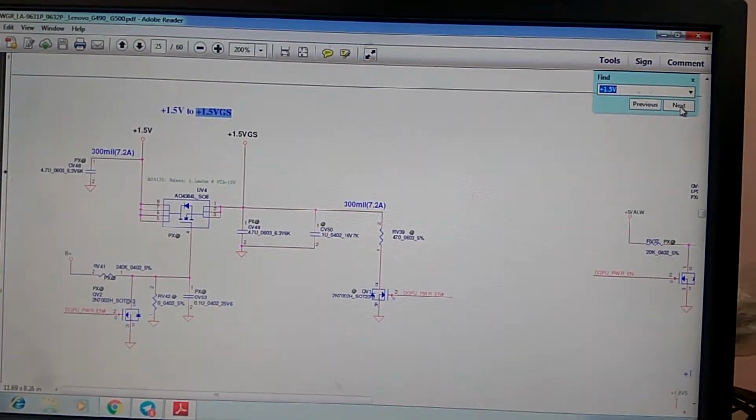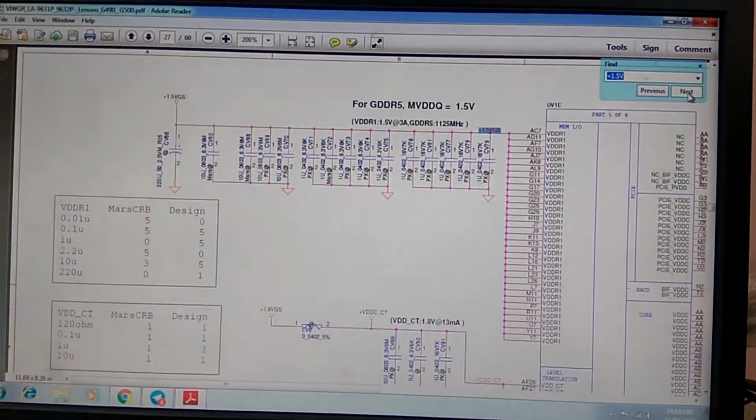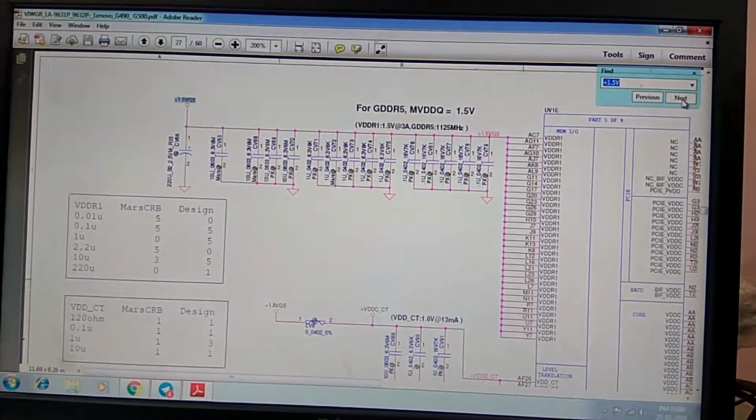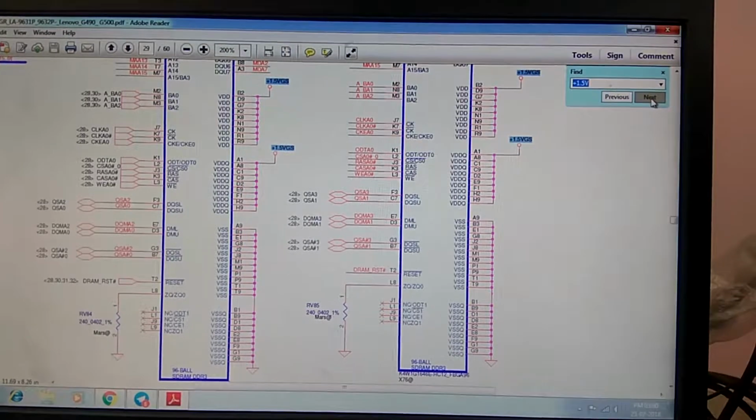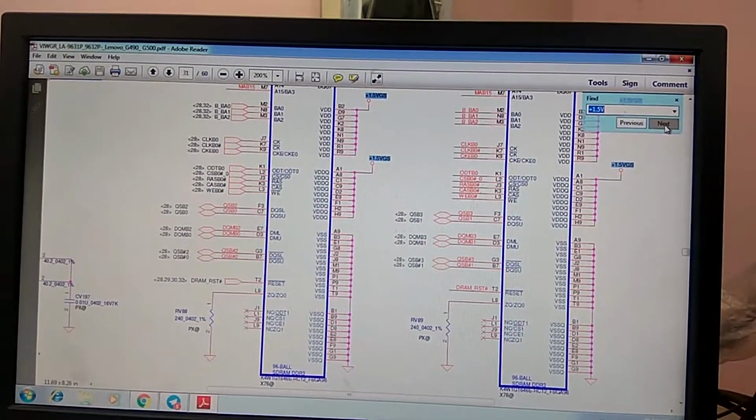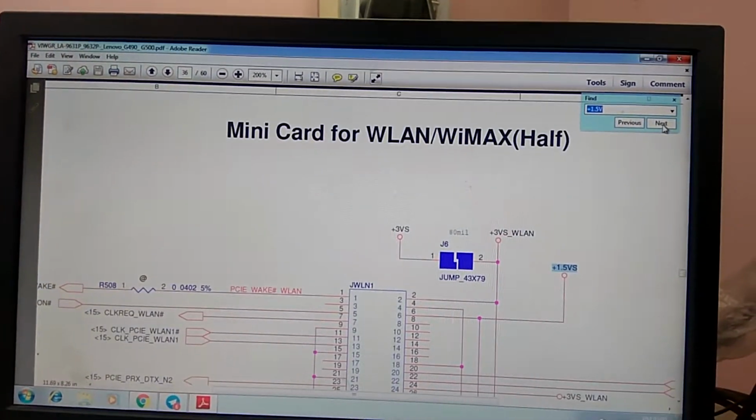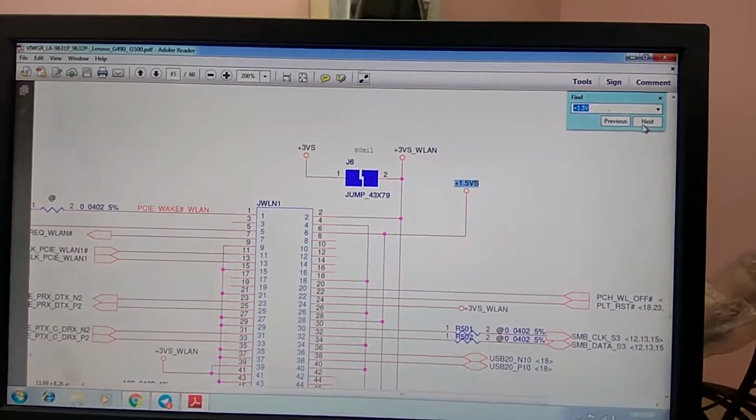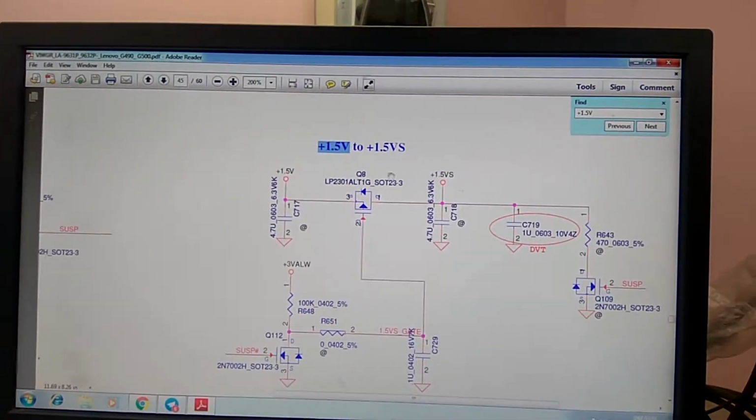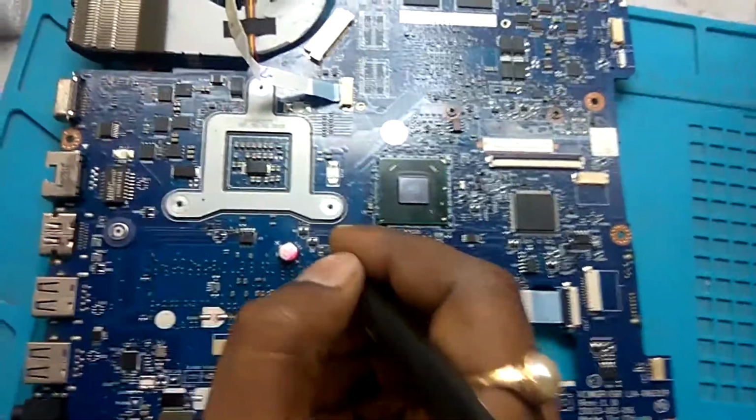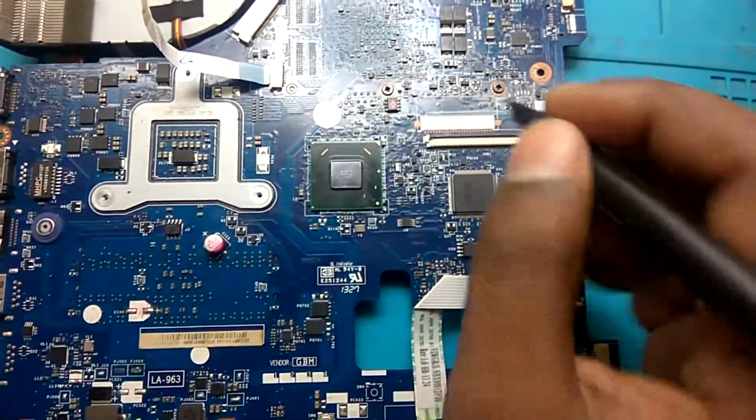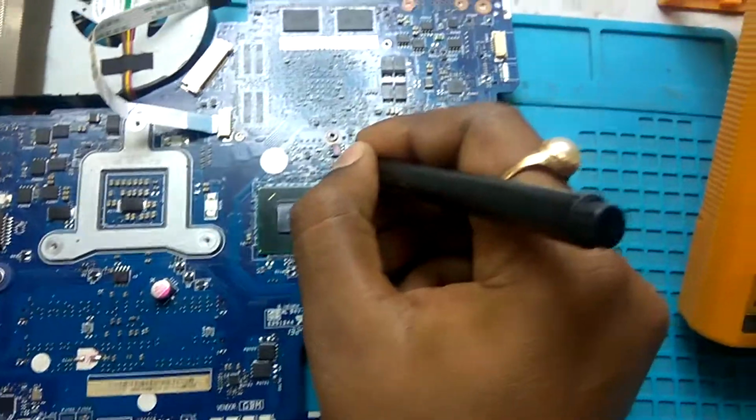Okay, anywhere going 1.5, again 1.5. Yes, 1.5 VGS. No need of VGS, only 1.5 volt, 1.5 volt to 1.5 volt VS. Okay, Q8. You can see here Q8. Where is Q8? This one is Q8. Okay, now mark this also, Q8.